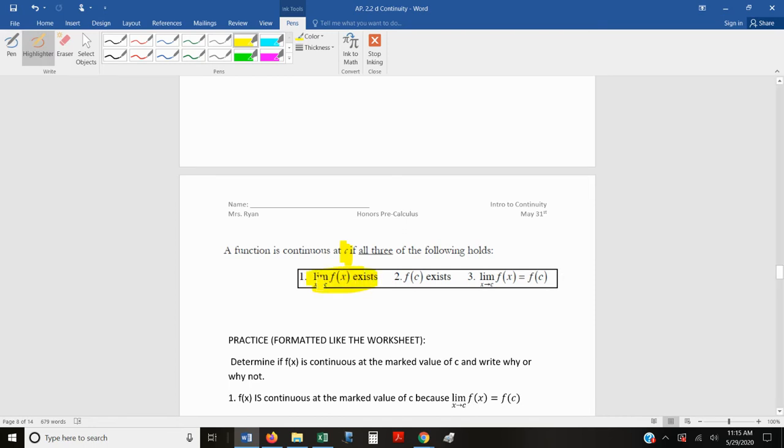So there has to be a limit as x goes to c. And if you're struggling with that c, just imagine that as some number. And we'll show you some examples in a second. So there has to be a limit at that place. There also has to be an output at that place. And finally, the limit has to equal the output, and that would create continuity. So all three of those things have to be happening.